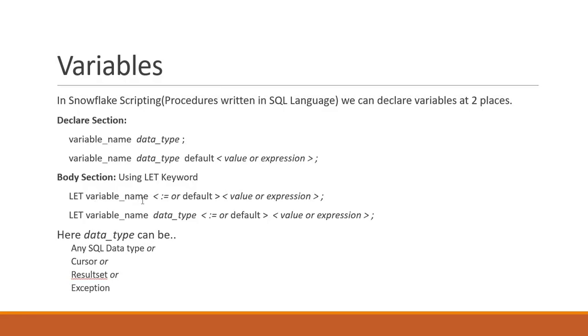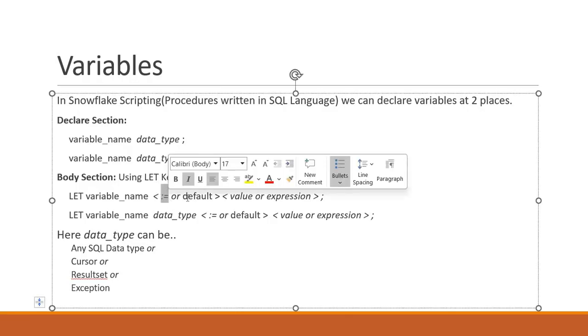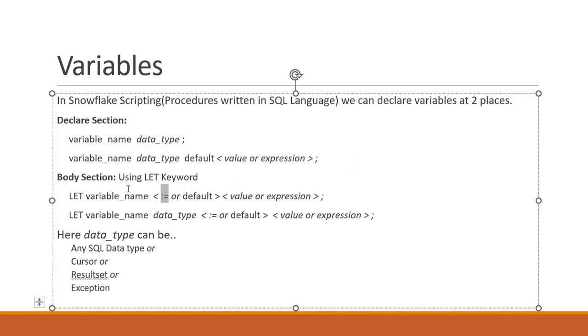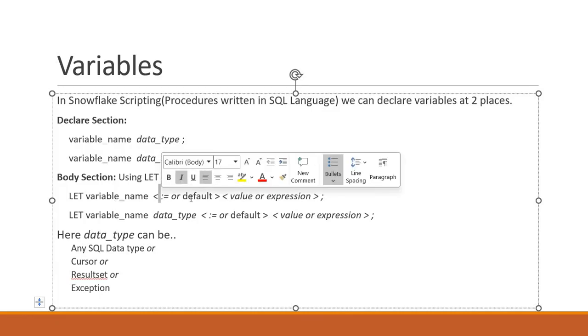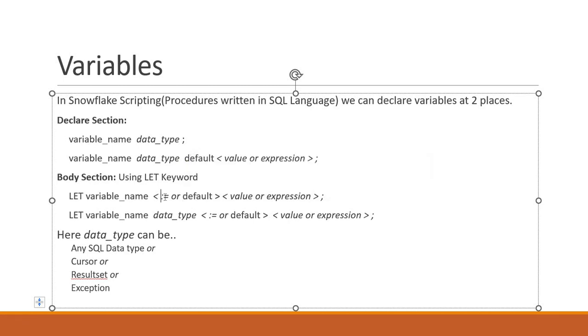If you want to assign some value for this, you can use either colon equals or default. So if I want to assign a value for this variable which I am defining in the body section, I can use either of these two things. I can put a default value, or by using this colon equals, I can assign a value to this variable. This is another example: let, variable name, data type, and the value.